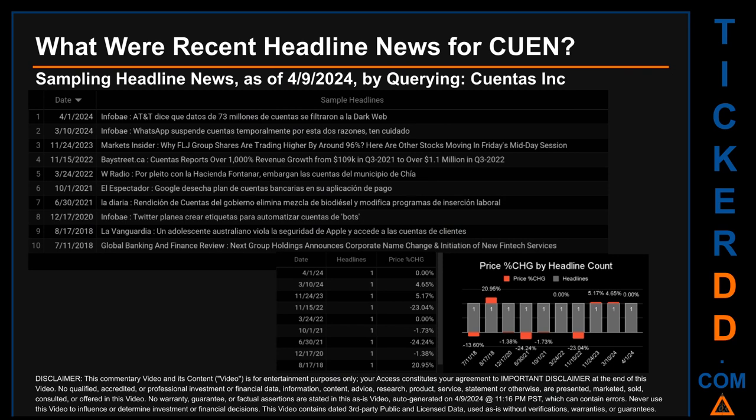Publication dates spanned 2091 days. The latest publication was Monday, April 1, 2024, when, 8 days ago, Infobuy published the headline that read, AT&T dice que datos de 73 millones de cuentas se filtraron a la dark web. Correlated or not, on this latest publication date, CUEN actually saw price unchanged at 0.00% based on the day's opening and closed price. CUEN started the day trading at 30 cents and went on to close at 30 cents.